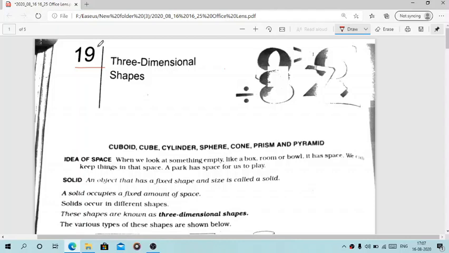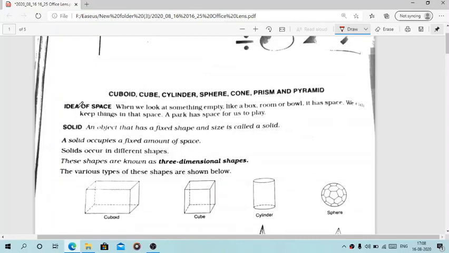Today we will discuss chapter 19, three-dimensional shapes. So first of all, we are going to explain some definitions.